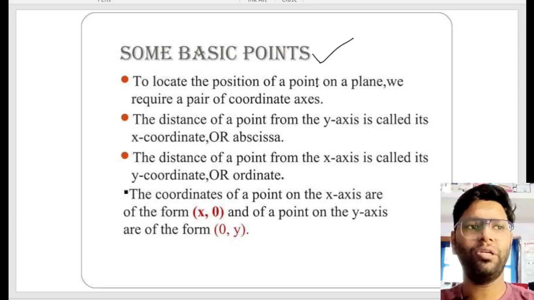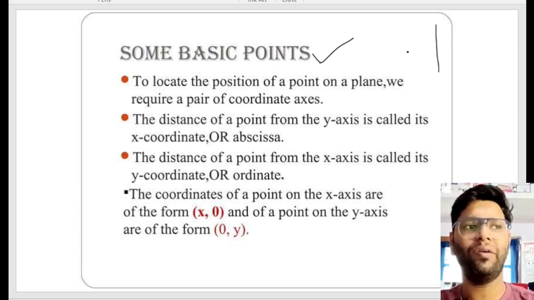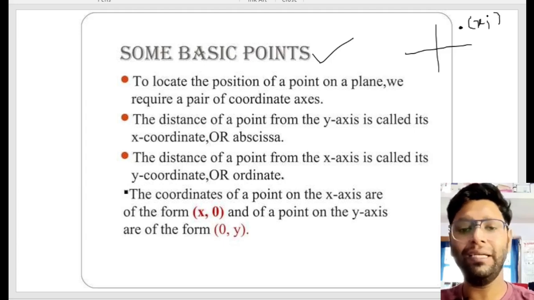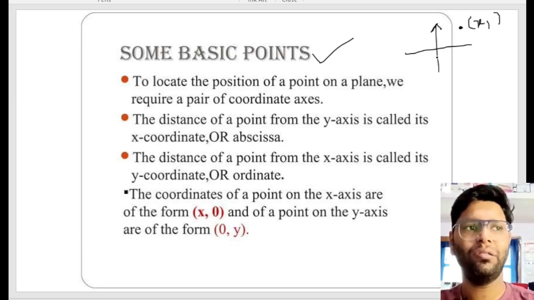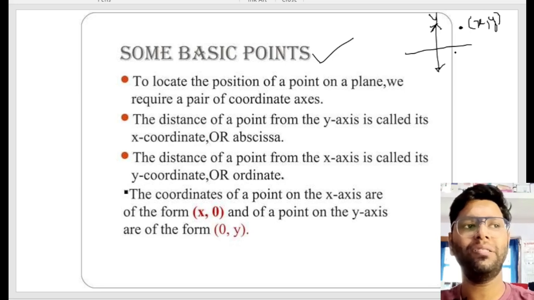To locate the position of a point on the plane, we require a pair of coordinate axes. Basically, what we have just seen, any point on this plane, if we want to locate it, we need to write its coordinates. The first one will always be the x coordinate, meaning its distance from the y-axis. This is the line, right? This is the y-axis. So how far it is from the y-axis, that is its x coordinate, and followed by the y coordinate, meaning how far it is from the x-axis. So this is what the y coordinate will represent. These are the things we have just seen, right?